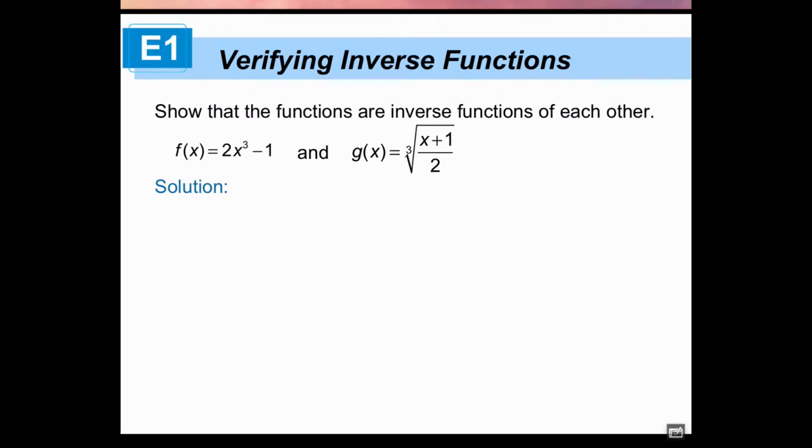All right, we'll just do the work here. That'll be easier. I need to verify that f of g of x is equal to x, and I need to verify that g of f of x is equal to x. If they both work, then that verifies that they're inverses of each other.